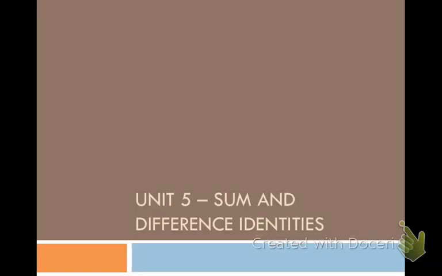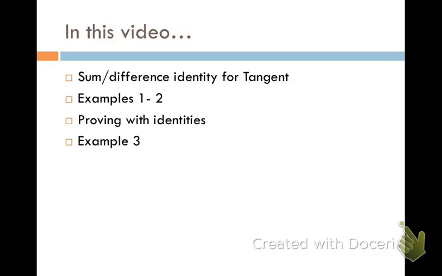We're continuing our sum and difference identities, today discussing the sum and difference identity for tangent. Going through a couple of examples, I'll discuss what it means to prove with identities, and then you'll see your third example.